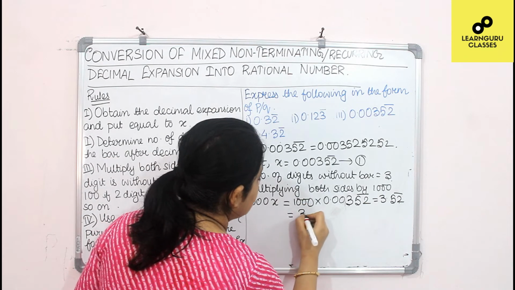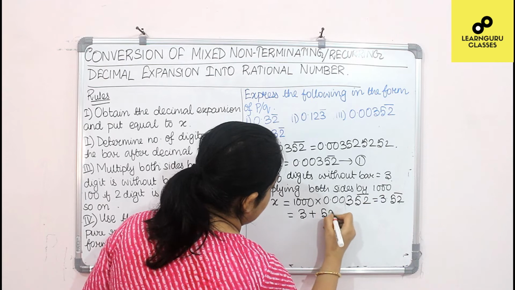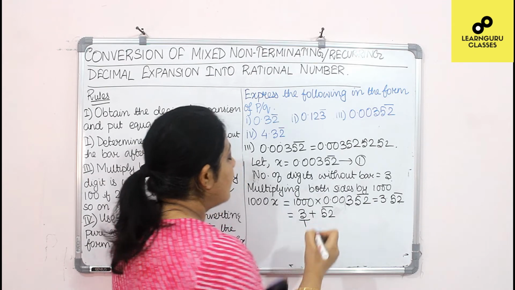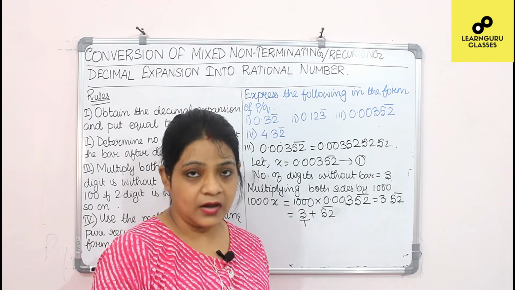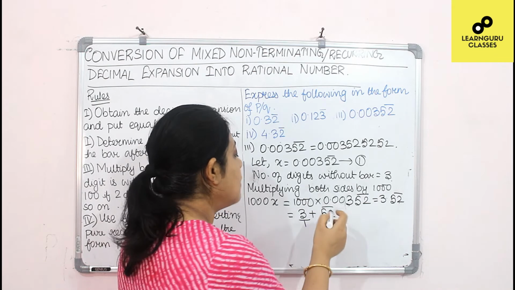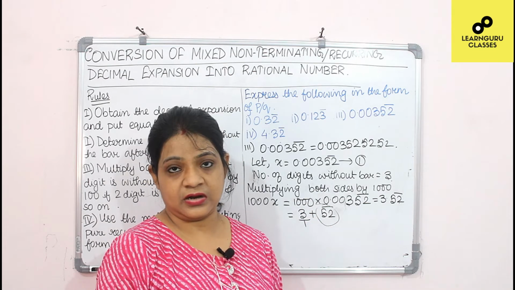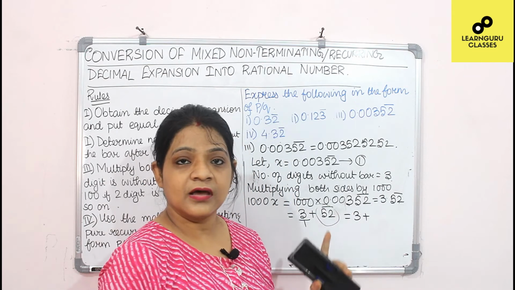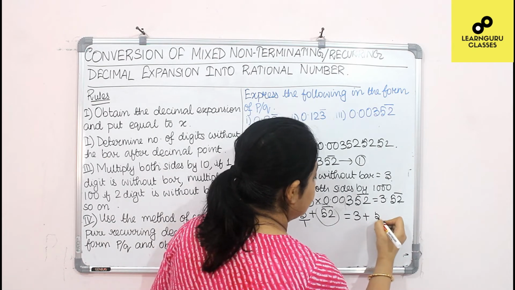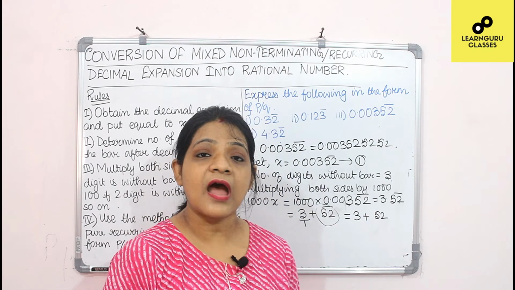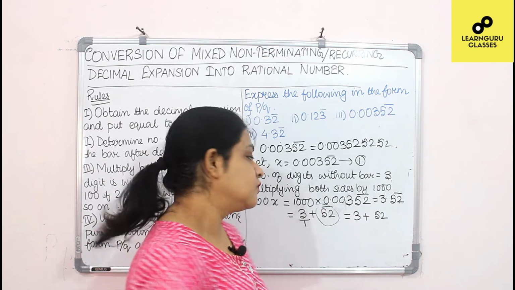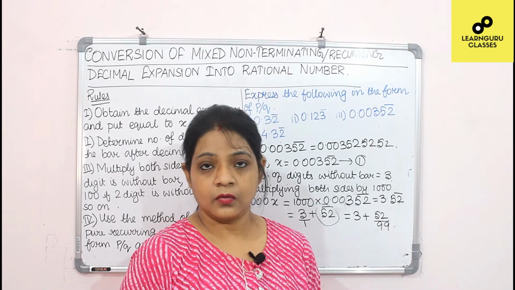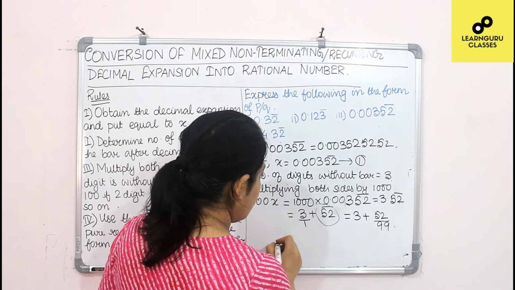So 3.52 bar can also be written as 3 plus 0.52 bar, isn't it? So 3 is a rational number, 3 by 1 you can easily write, and the next job is to convert this into a rational number. What are you supposed to do? You write the numerator as it is, 52, and in the denominator, 2 digits are under the bar, so simply you will write 99. Okay, so what will you get?